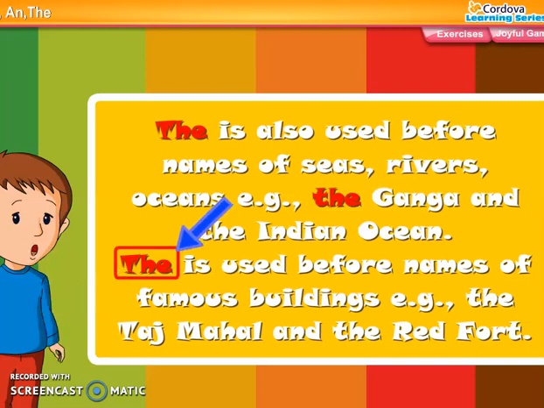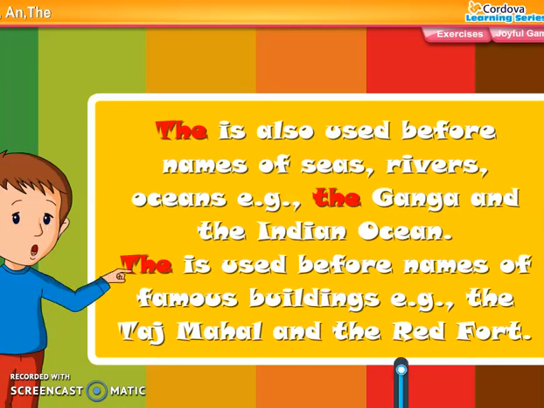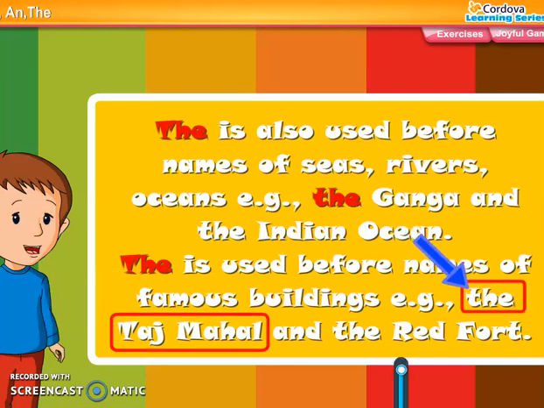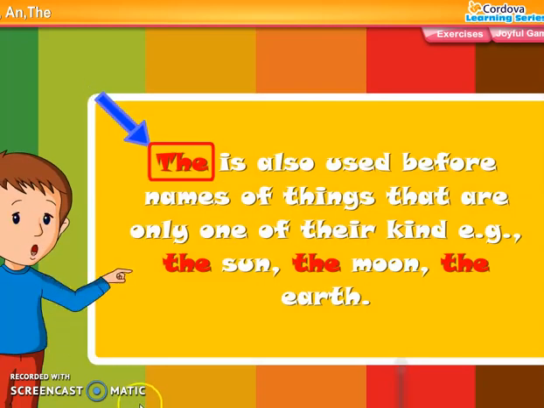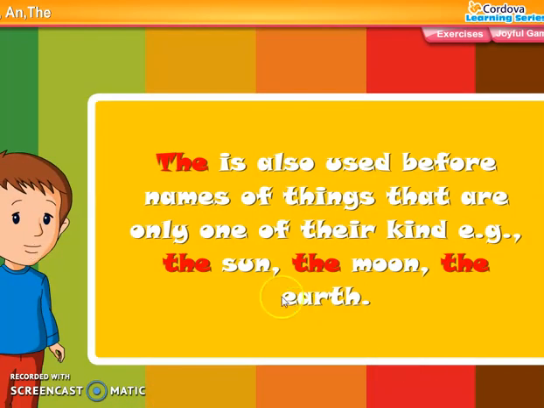The is used before names of famous buildings. For example, the Taj Mahal and the Red Fort. The is also used before names of things that are only one of their kind. For example, the sun, the moon, the earth. I hope, students, you have understood it very well.